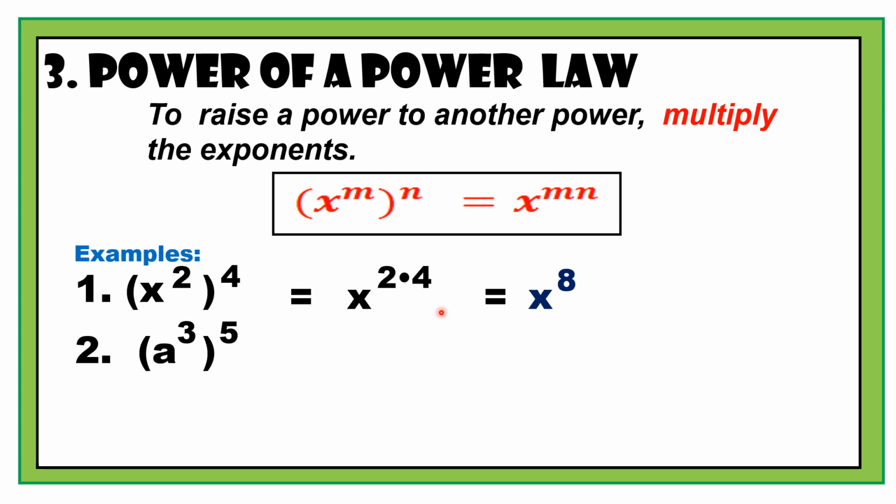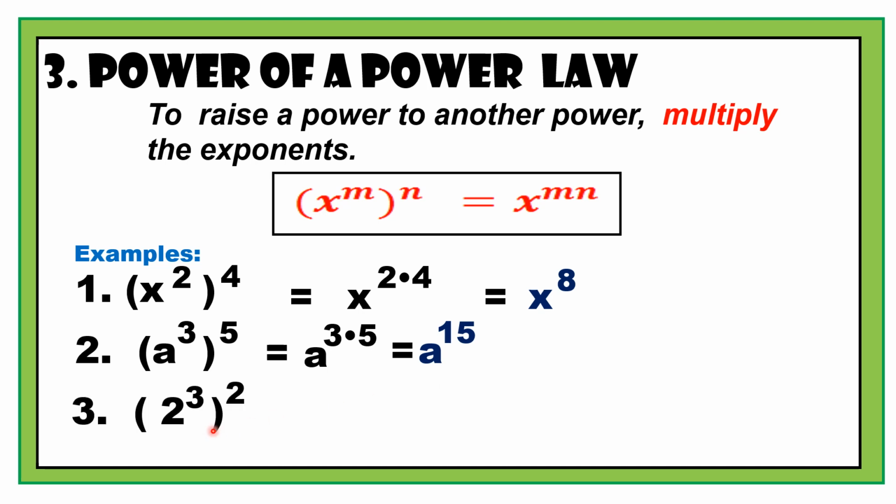Number 2, we have the quantity of a cubed raised to the 5th power. So, again, copy natin yung base. So, that is a. Then, multiply natin yung exponent. So, ang exponent ay 3 and 5. So, a raised to 3 times 5. So, 3 times 5 is 15. So, therefore, the answer is a raised to the 15th power.